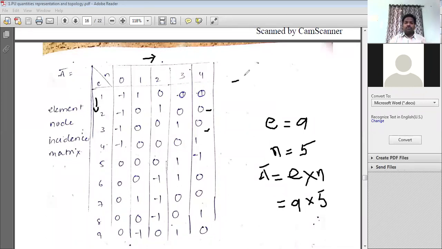So how can you substitute -1, 1 or 0? I already explained the process. Suppose you are considering the 0th node and element 1. First of all, you have to check whether there is a connection between the 0th node and element number 1 or not. If there is a connection, that is incidence here. Incidence is nothing but connectivity. That is the meaning of incidence.